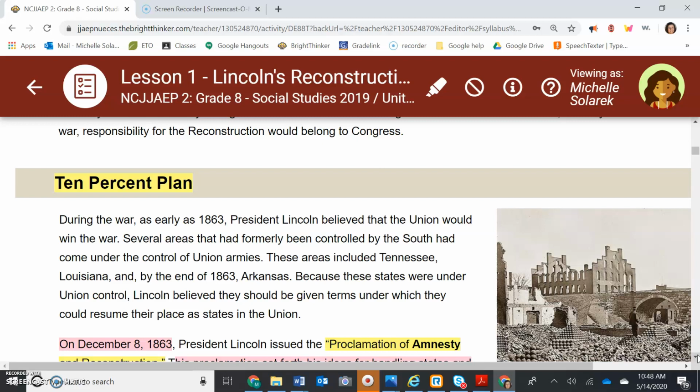So he had a plan for this, and he called it the 10% plan. So question number 5 is, what did Lincoln call his plan to bring the states back into the Union? He had some rules they had to follow. He had 3 rules they had to follow. And he referred to this, or people referred to this, as the 10% plan. So number 5, what was the name of the plan that brought the states back into the Union? And the answer was 10% plan.